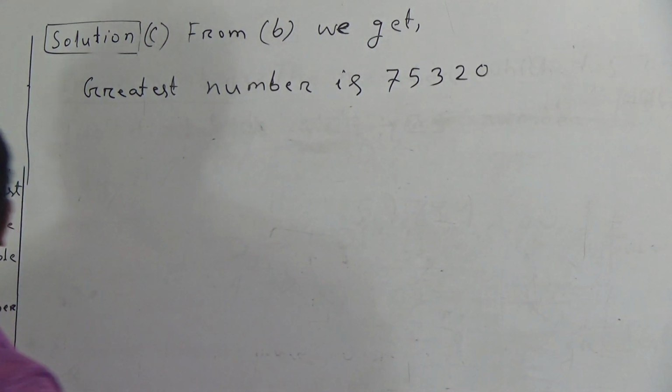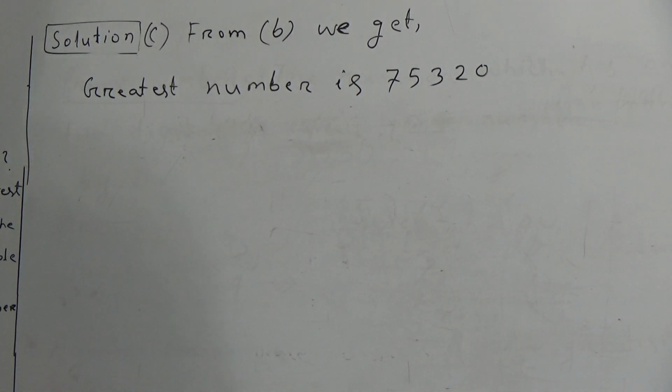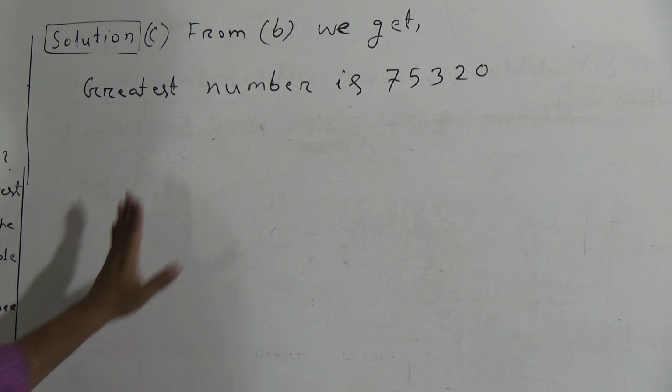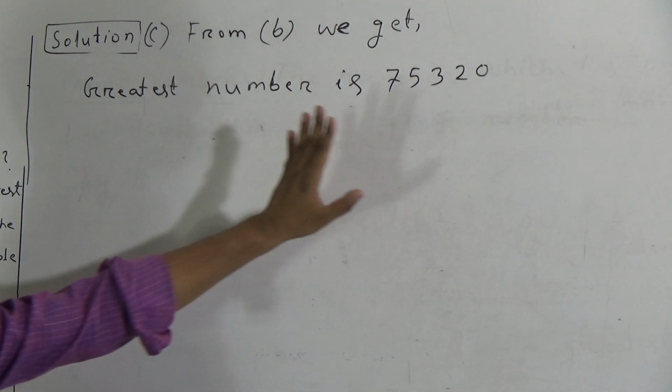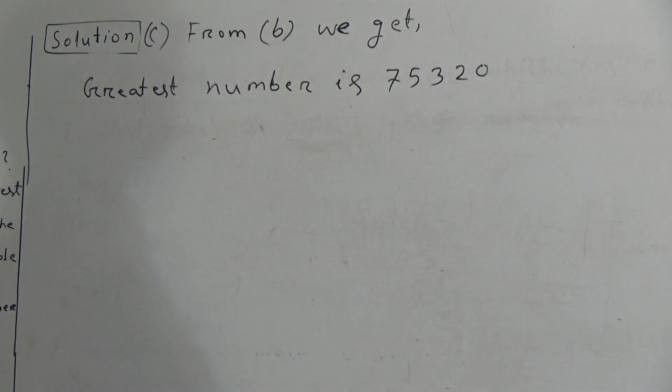Now the question is, what is the least number to be added to the greatest number obtained from B so that it is divisible by 3. At first we will check, is it divisible by 3? We know that if the sum of the digits of any number is divisible by 3, then the number also will be divisible by 3.